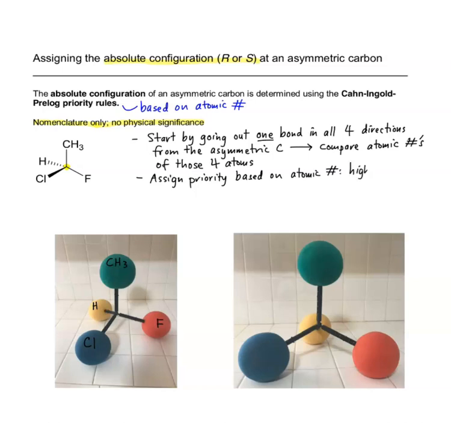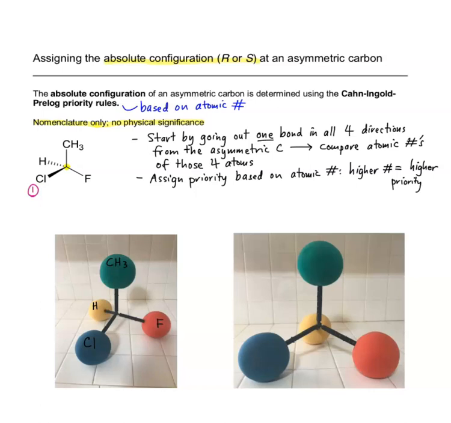So higher number means higher priority. Okay, so let's do that. The atom with the highest atomic number that's attached to that asymmetric carbon is the chlorine. So that's priority 1.